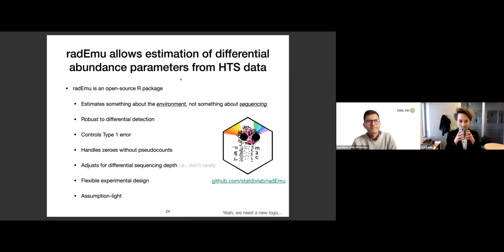Great question. Okay, thank you. Have you tested this method on gene counts within metagenomes?